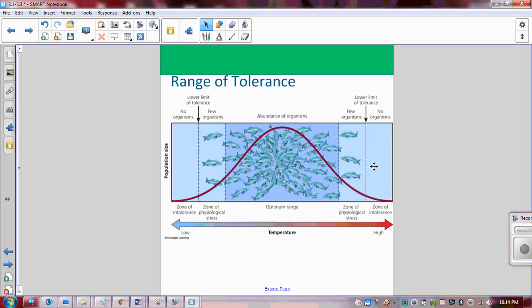And if you pass that and you get outside of the range of tolerance, that's where you're in the zone of intolerance, and that's where mortality will occur. So if they go out into those areas, then they won't be able to exist there. If the water is too hot or too cold, they're going to stay away from those areas. But if all the water changed into that temperature, then you would have a die-off.